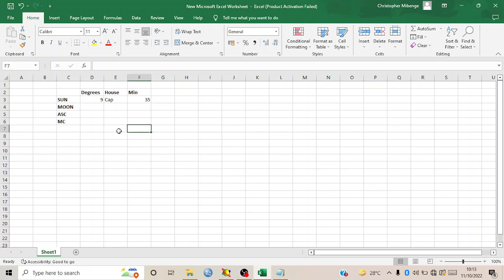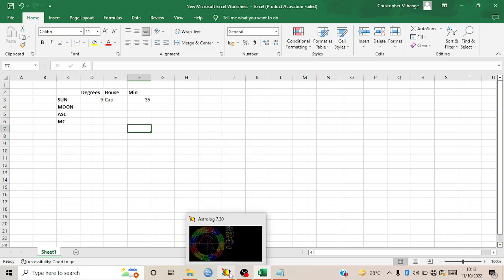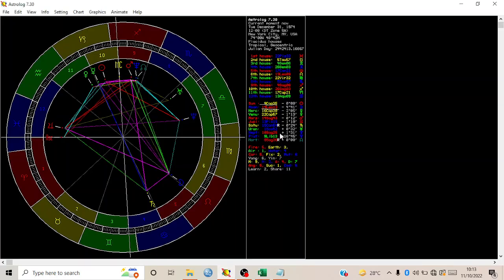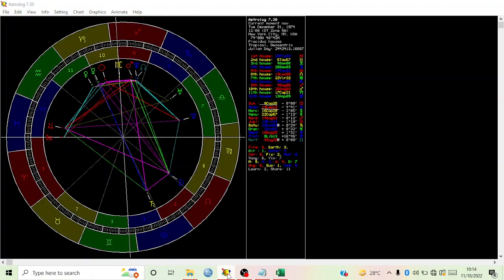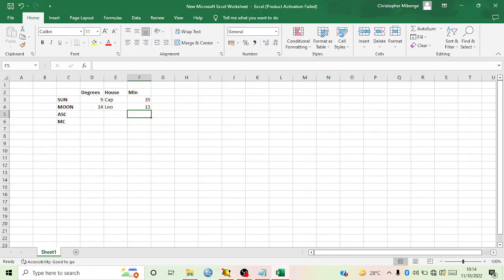So having done that, we are going to get the other details for the moon. The moon was in Leo, 14 degrees, 13 minutes. So 14 degrees Leo at 13 minutes. So now take note of the position of the MC and the ascendant, right?